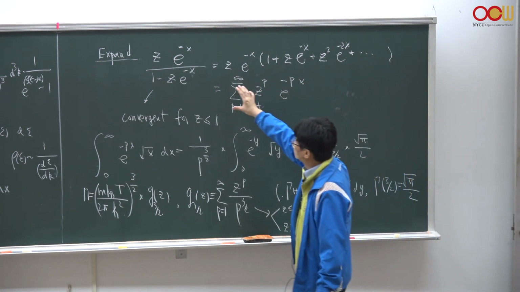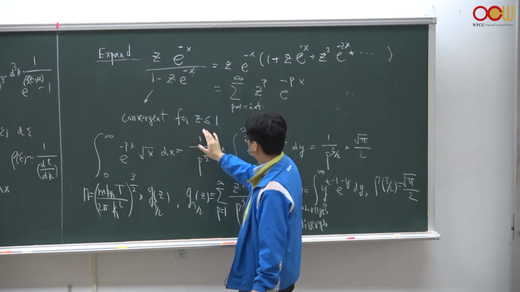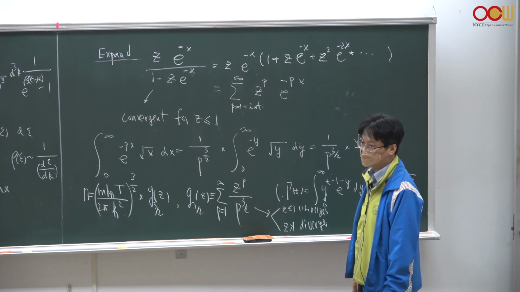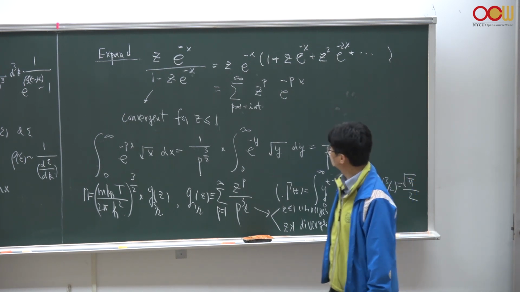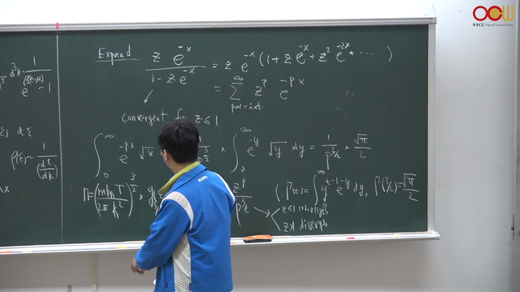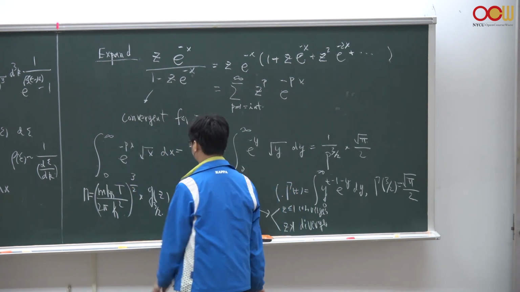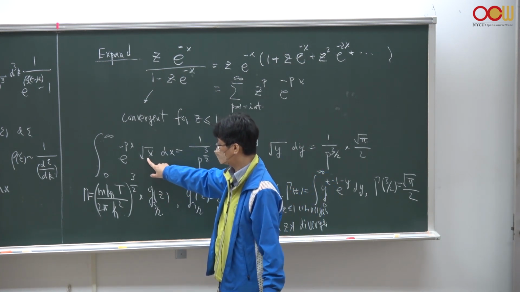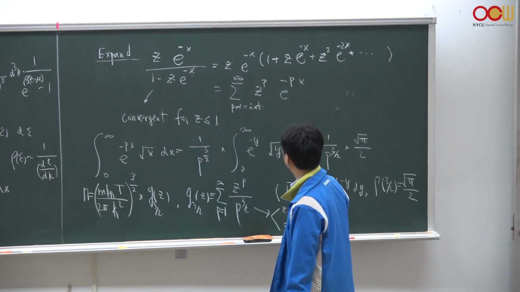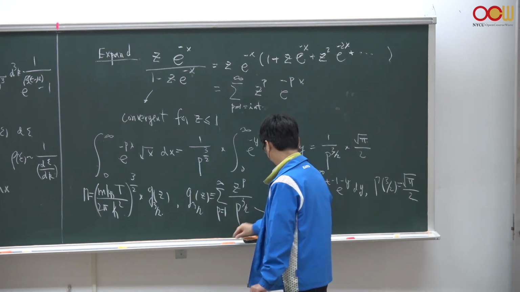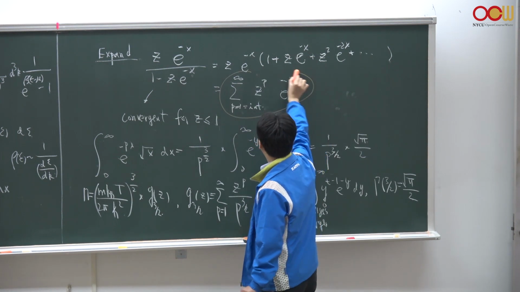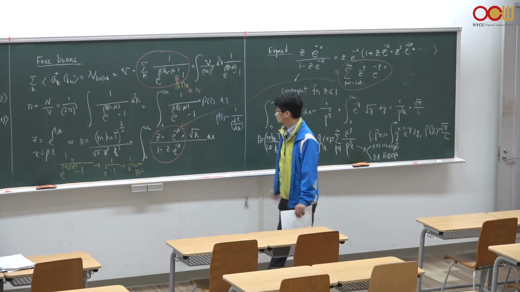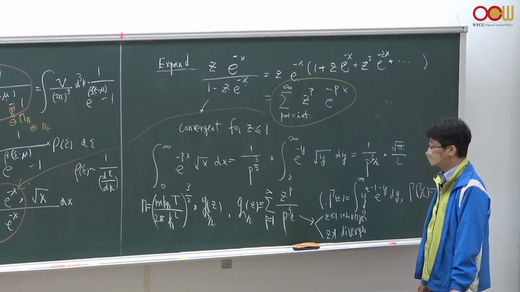This function is convergent if z is less than or equal to 1, and it diverges if z is larger than 1. In particular, we need to sum over this factor, which is e to the minus px times square root of x dx. Okay, so you plug this summation back into the integral over here, and you arrive at such an integration.